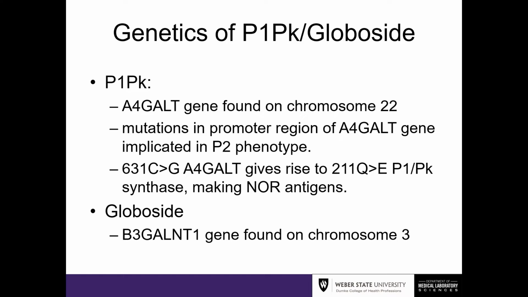On another note, a GC substitution mutation at the 631st position of the A4-GALT gene switches a glutamine for a glutamic acid, making a mutated alpha-1,4-galactosyltransferase that has a lower specificity. This lower specificity gives the enzyme the ability to continue to add galactose onto pre-existing antigens, such as the P antigen. The modified P antigens are known as NOR antigens. These antigens are actually pretty rare, and they're really only seen in certain regions of Sweden and in the Amish population.